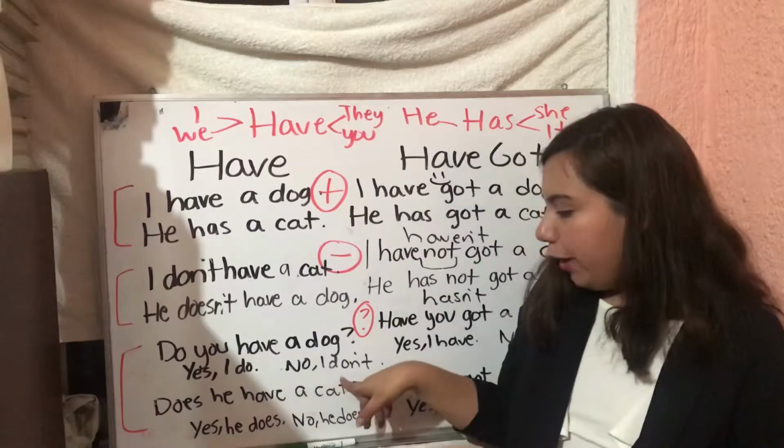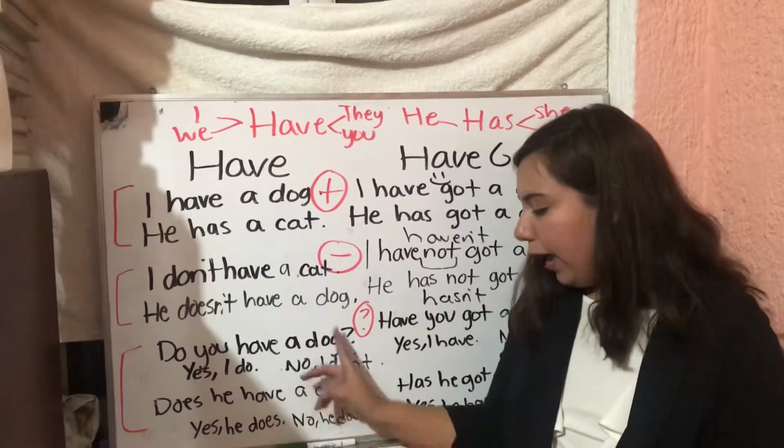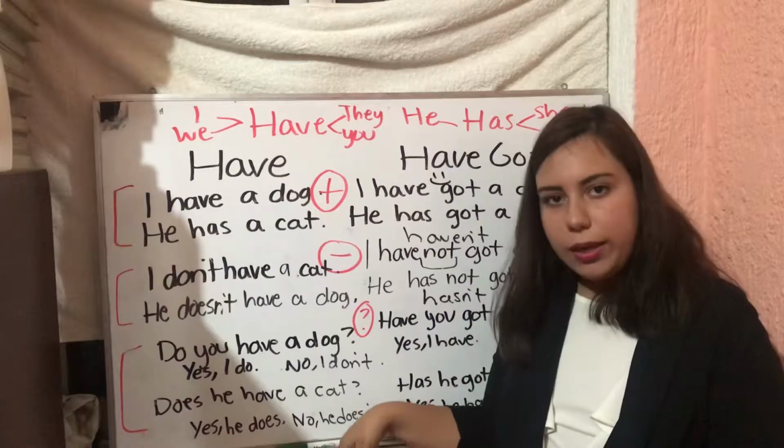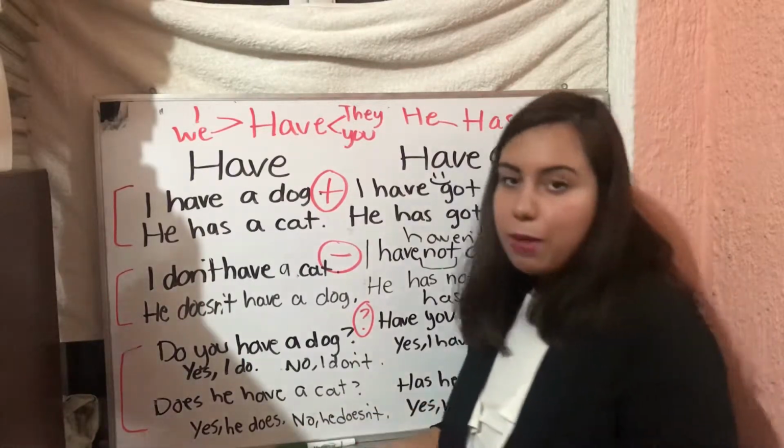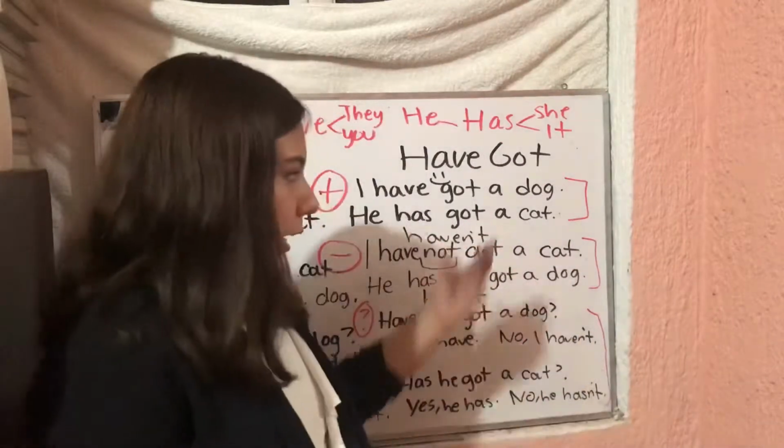Como aquí tengo no, I don't, ¿por qué? Porque estamos hablando de I. Y aquí tengo doesn't, ¿por qué? Porque estamos hablando de he. Y para he usamos doesn't. Perfecto. Entonces vayamos de este lado.